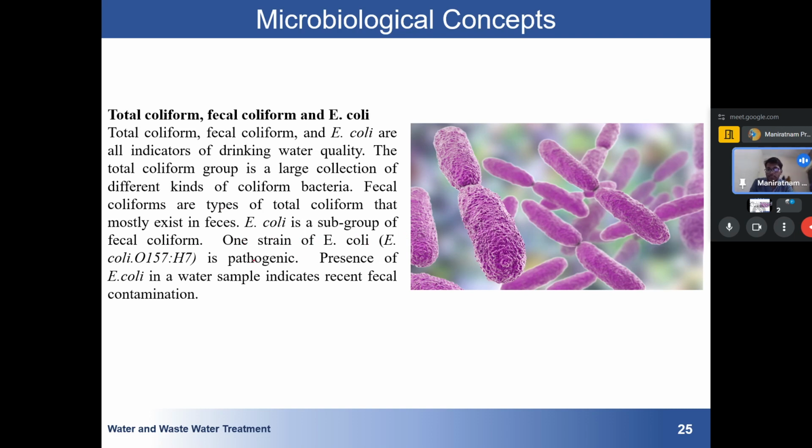One strain of E. coli is pathogenic. Presence of E. coli in the water indicates recent fecal contamination. So there will be different tests: we will test for coliform, and also for E. coli. You should focus on this: total coliform is the summation of all the coliform present in the system, fecal is only due to feces, and E. coli is a subgroup of fecal coliform and acts as an indicator.